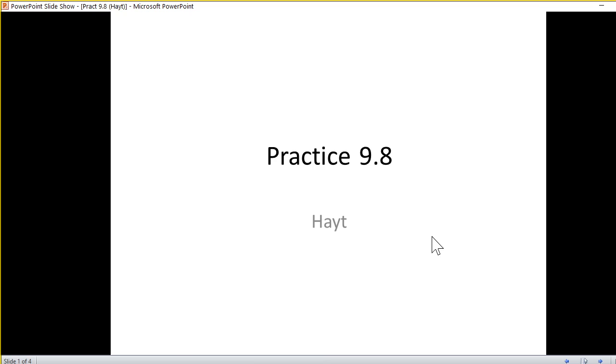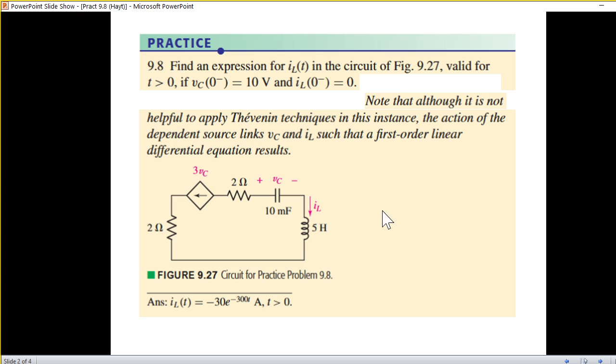Bismillahirrahmanirrahim. This video will be solving practice problem 9.8 from Mr. Hayt's book. And for this also, the student from Singapore has requested. And this question, let's see, this is the question. It says, find an expression for iL(t) in the circuit in the figure.